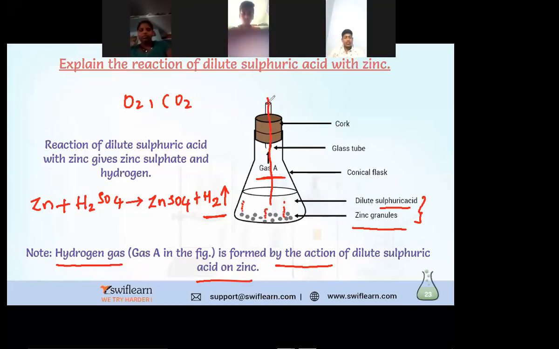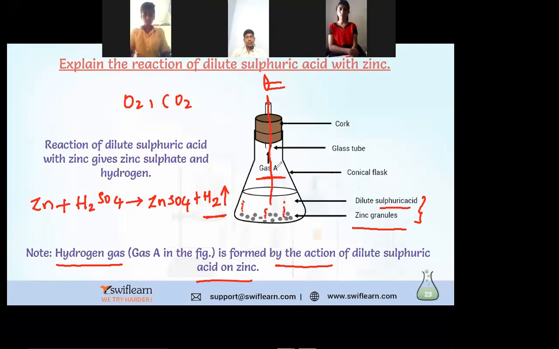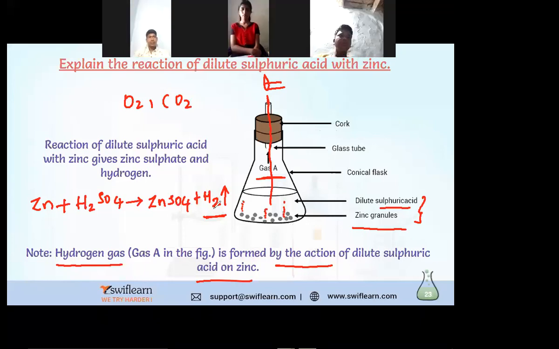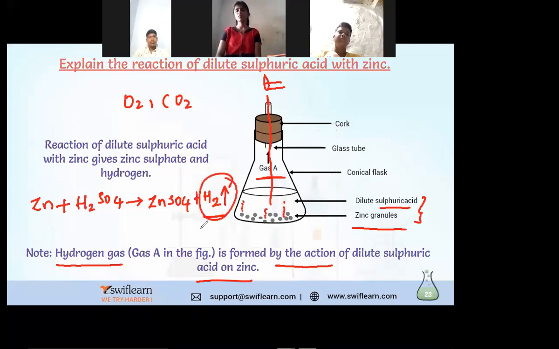So when we bring a burning matchstick near the mouth of this glass tube, that burning matchstick burns with a pop sound. That pop sound indicates the release of hydrogen gas from the solution. If oxygen is released, then the matchstick burns like that only, continuously. If carbon dioxide is released, it is simply put off. But when hydrogen gas is released from the solution, it burns with a pop sound. Okay, that is the indication of the release of hydrogen gas.